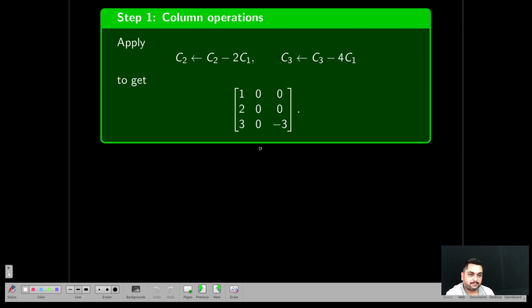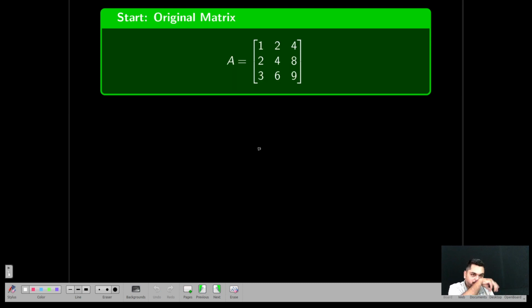So let us take this example: 1, 2, 4, 2, 4, 8 and 3, 6, 9. This is the first non-zero element of the column. I am considering the column here. You will subtract column-wise, not row-wise now, because I am following column echelon form. This element, to the right of the first pivot, has to be made 0.